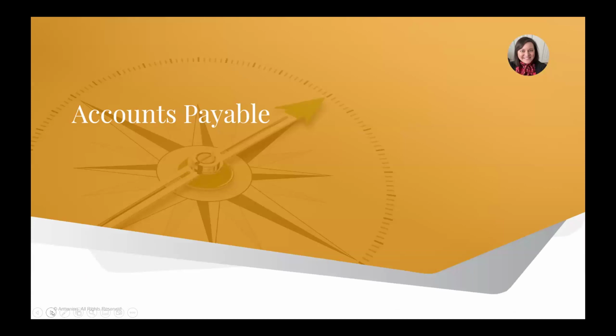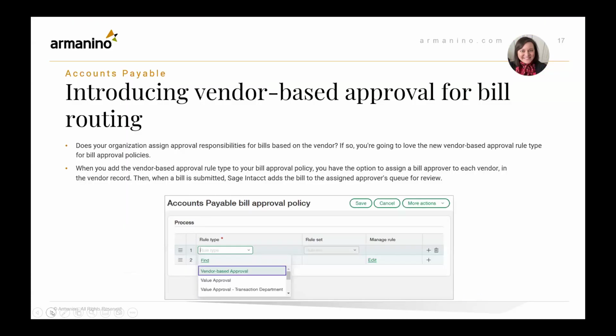Next up is accounts payable. We're now introducing vendor-based approvals for bill routing. So there's kind of two pieces, I guess, to this. So in the configuration settings for AP, you would need to enable this as an approval policy. So if your organization assigns approval responsibilities for bills based on vendor, then this is definitely a feature that you're going to want to take advantage of. So when you add the vendor-based approval rule type to your bill approval policy, then you have the option to assign a bill approval to each vendor within the vendor record.